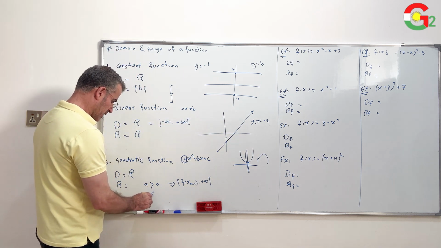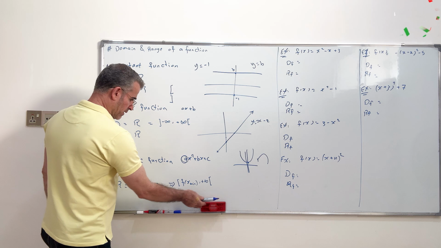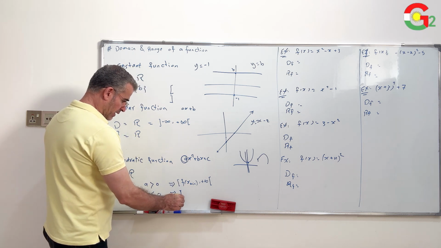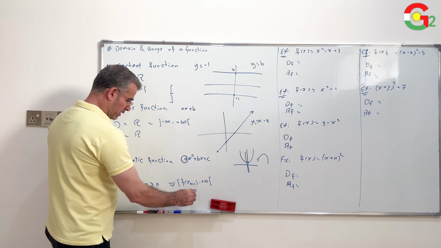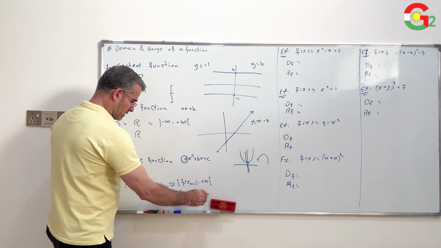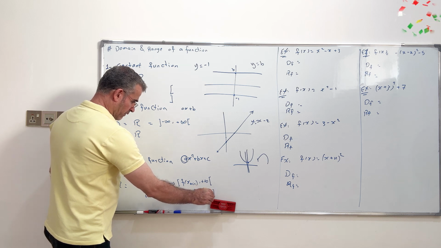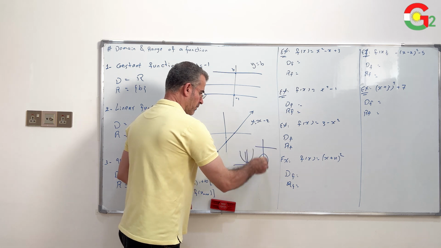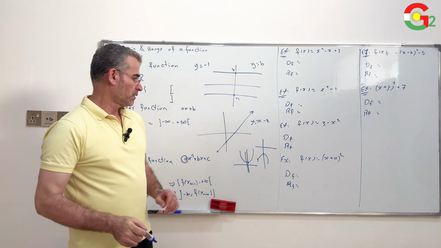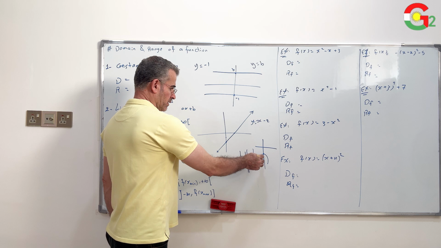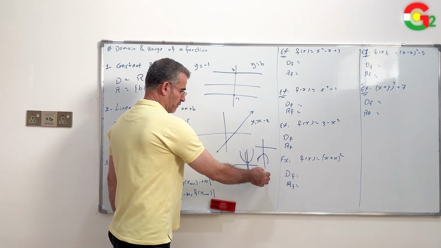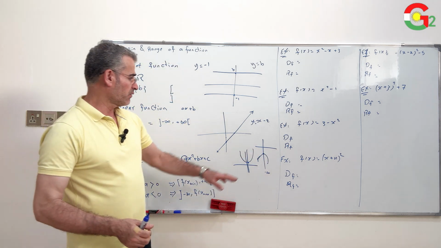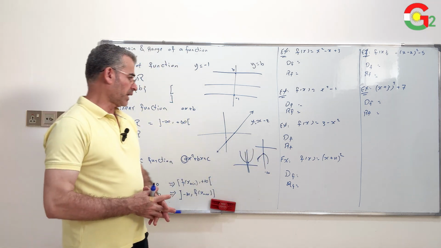If A is less than 0, when A is negative, then the range will be from negative infinity to f of x max. Also, f of x max is the value at the x coordinate of the vertex. Here, for this function, the range is from negative infinity to this f of x max, the maximum value in the range.